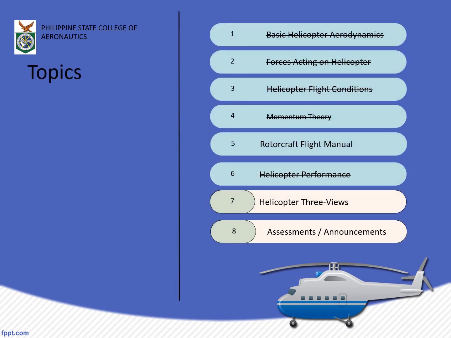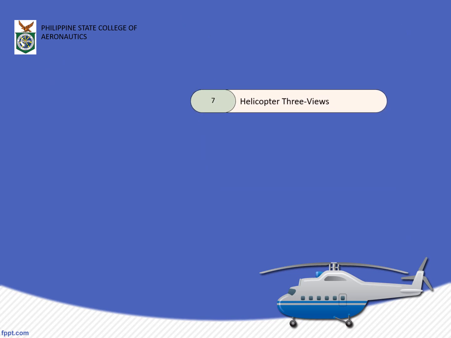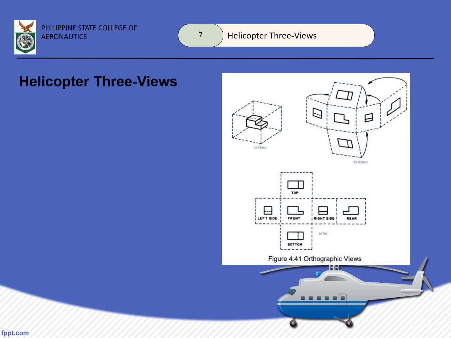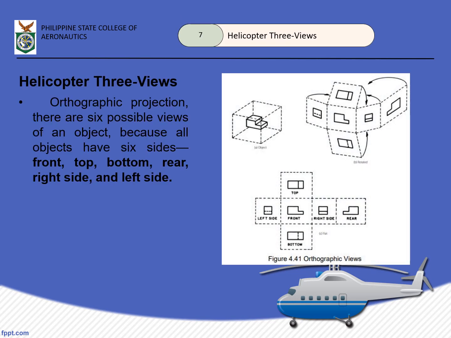And lastly, we have the helicopter 3 views. So orthographic projection, there are 6 possible views of an object because all objects have 6 sides. So the front, top, bottom, rear, right side, and left side. So it is seldom necessary to show all 6 views to portray an object clearly. Therefore, only those views necessary to illustrate the required characteristics of that certain object are drawn.